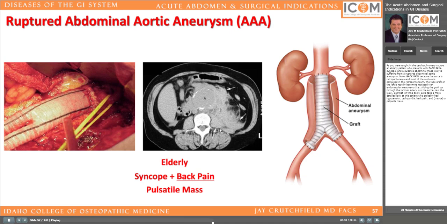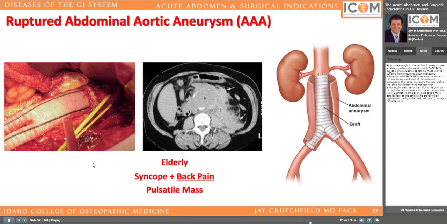The tube graft on the left is rapidly becoming replaced with endovascular treatments, i.e. they slide the graft up through a femoral artery into the aorta, past the area of the leak or the rupture, and then they inflate the graft. But that isn't the point.